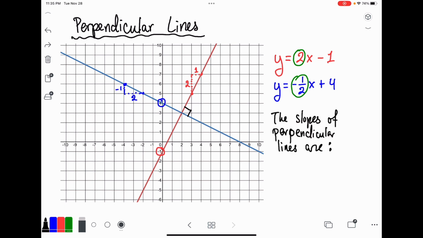Therefore, the slopes of perpendicular lines are, first of all, they have opposite signs. This means that if one of the slopes is positive, the other one is negative, or vice versa. And the second thing is that they are reciprocals of each other. So in order to determine if two lines are perpendicular, their slopes must have opposite signs, and they must also be reciprocals of each other.